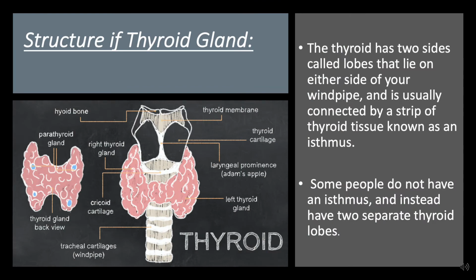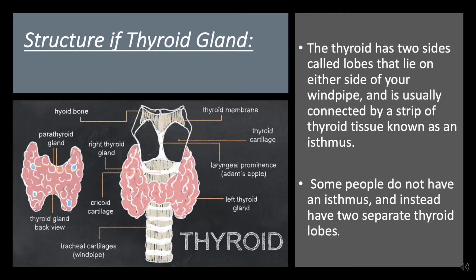Structure of the thyroid gland. The thyroid has 2 sides called lobes that lie on either side of your windpipe, and is usually connected by a strip of thyroid tissue known as an isthmus. Some people do not have an isthmus, and instead have 2 separate thyroid lobes.